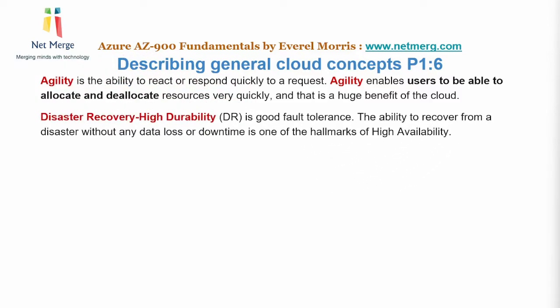Now let's take a look at disaster recovery. It has high durability. Now what we're talking about here is fault tolerance. Disaster recovery is your ability to tolerate a fault if there's a disaster, and you're able to recover from it seamlessly without the end user services being interrupted. So the ability to recover from a disaster without any data loss or downtime is one of the hallmarks of high availability. So we're still talking about high availability here.